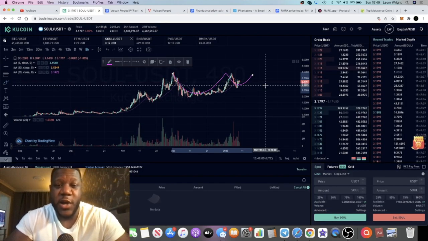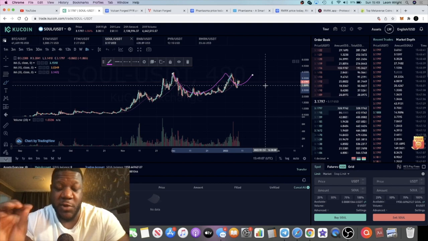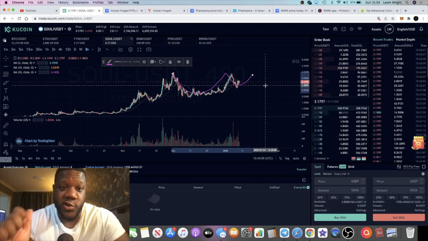Now, in the long term, I think this layer one solution for gaming and metaverse is definitely going to be one that's going to boost your portfolio. That's why this is in my top three gaming and metaverse altcoins for 2022.